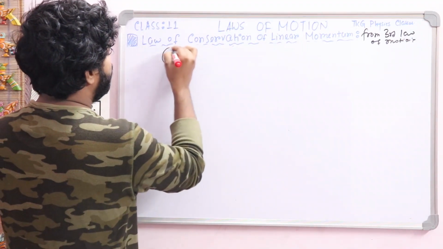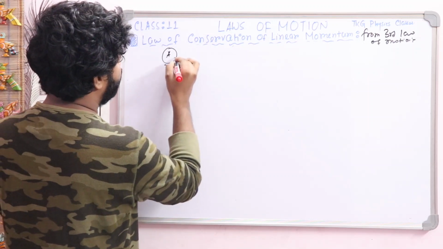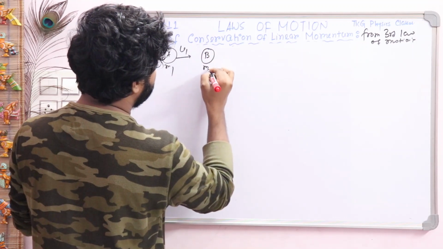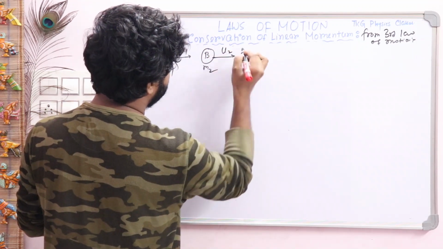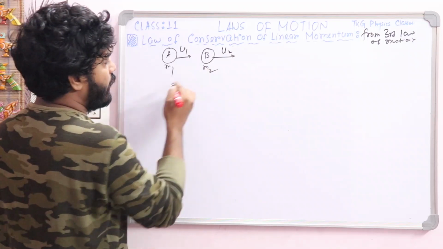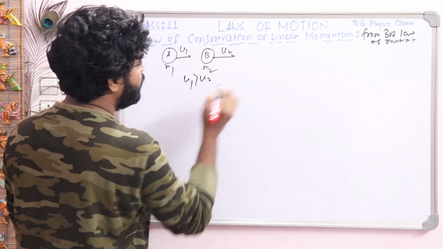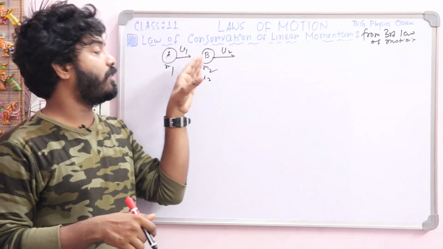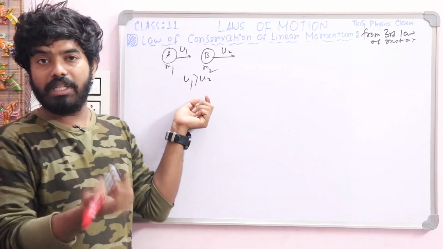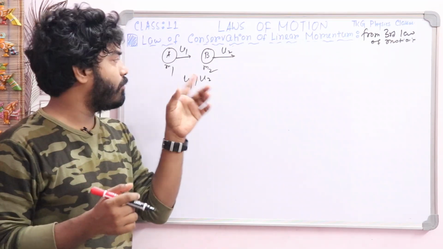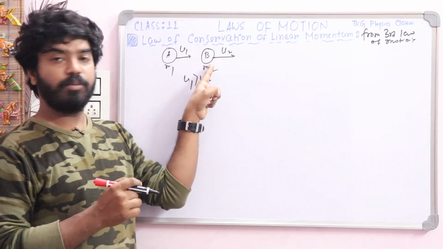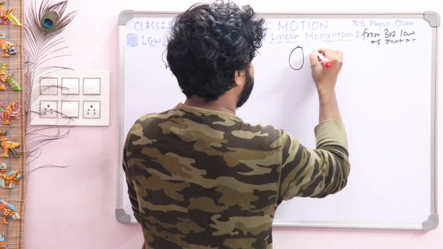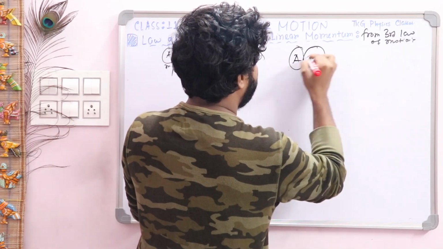Suppose a body A of mass m1 moving with velocity u1 and another body B of mass m2 moving with velocity u2 in a straight line, and you consider here u1 is greater than u2. So when these two bodies move in the same direction with velocities u1 and u2, and here u1 is more than u2, obviously after some time this body collides with that body, so there is a collision. Write it. So after some time the two bodies A and B collide.